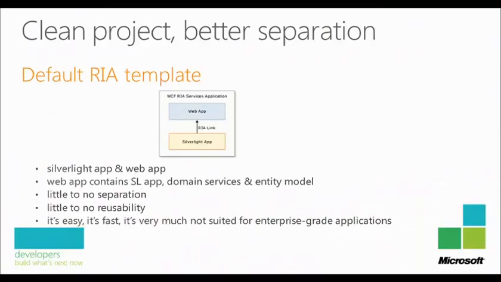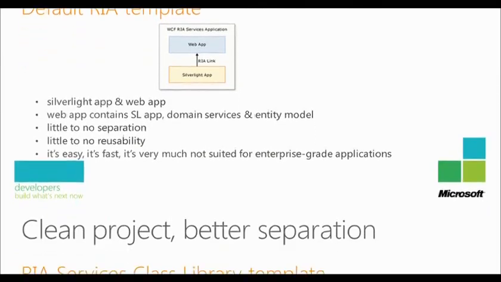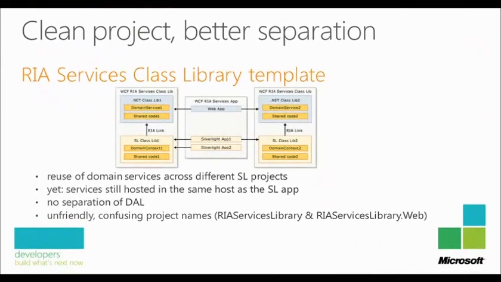This is the default we had. This is what you get when you create a WCF RIA Services application from Visual Studio. Everything in the same place, easy, fast, but not suited for enterprise-grade apps. Luckily, it gets better. There's also something in Visual Studio called a RIA Services class library template. It's already a bit better. I'm immediately going to show you.